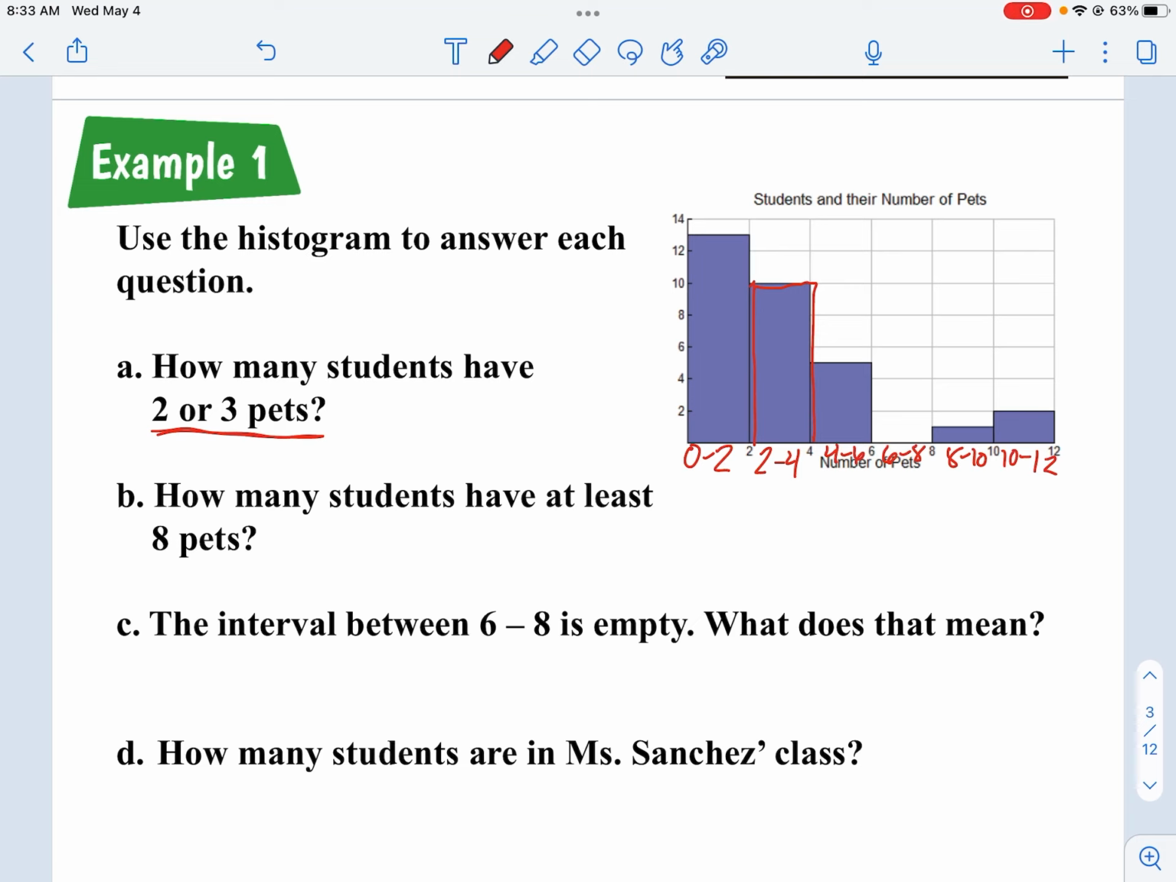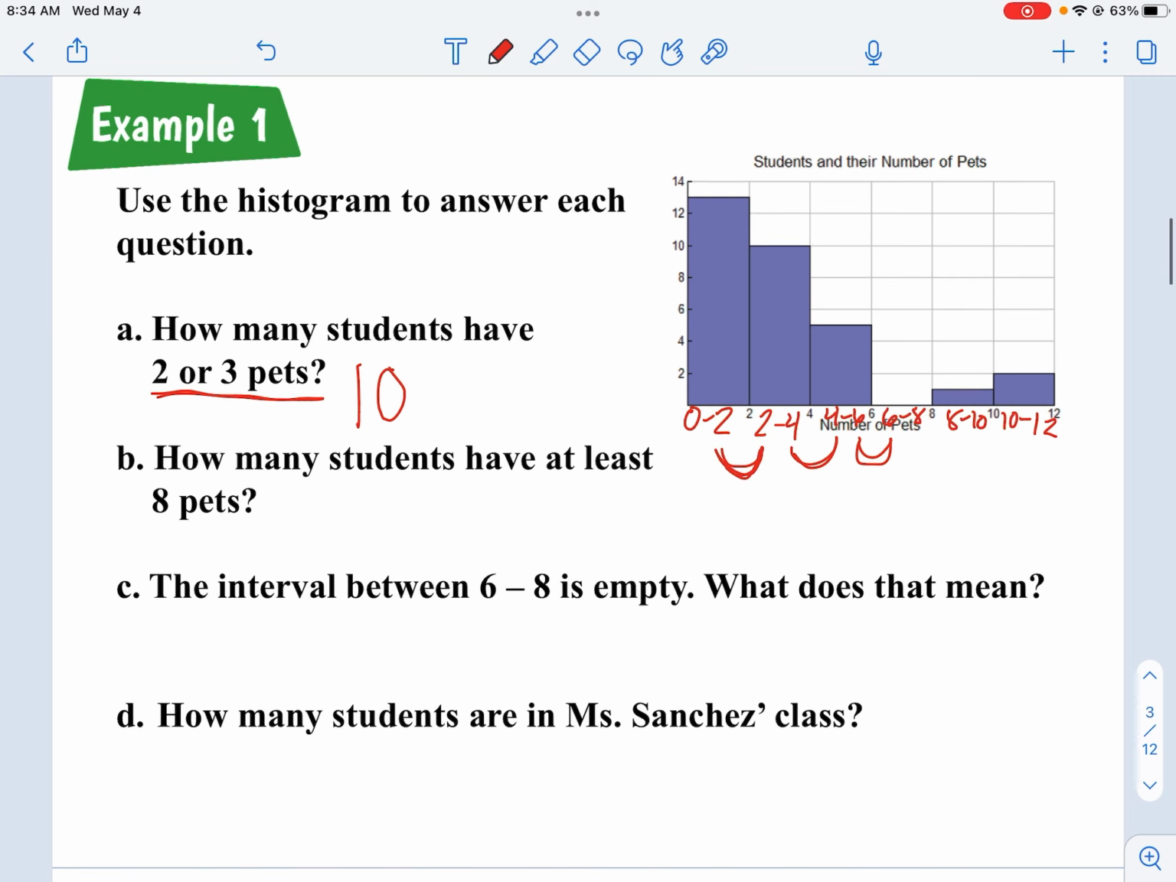I know there's a 2 right here, but if there's two 2s like this, like there's two 4s, two 6s, you are going with the uppermost bar, okay? So that means this one right here is actually just 0 to 1, okay? And you move your 2s over to this bar. So this is 2 to 3 right now, okay? So that means there are 10 students who have 2 or 3 pets.